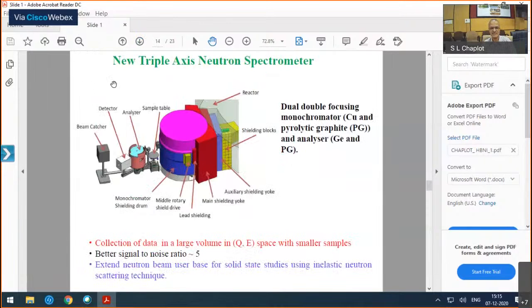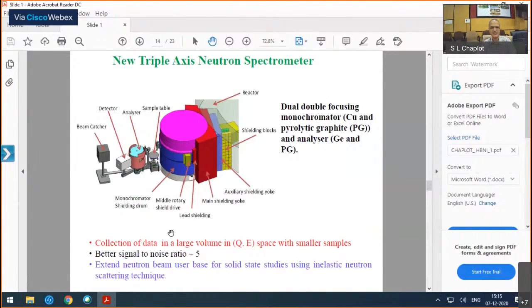So as I said, that machine is about 30 years old. Now a new spectrometer is being planned. I guess the funding has been received, but the actual construction is yet to take place. And this will have larger flexibility and also better monochromator and analyzer crystals in such a way that you can work with even smaller samples and get a better signal to noise ratio.